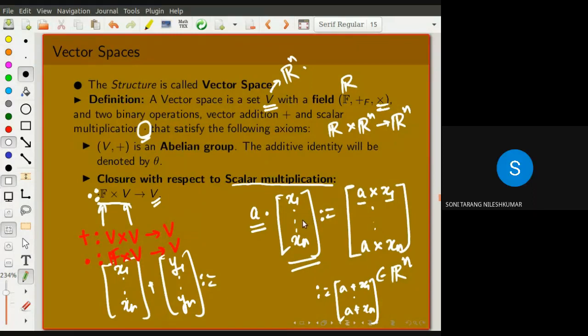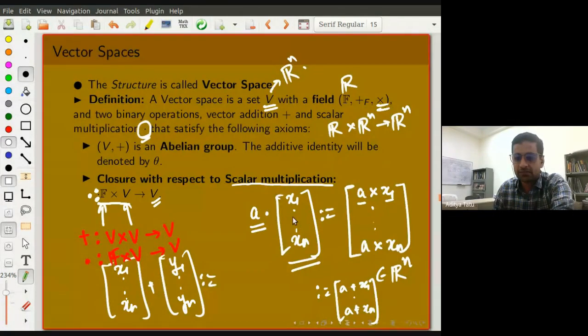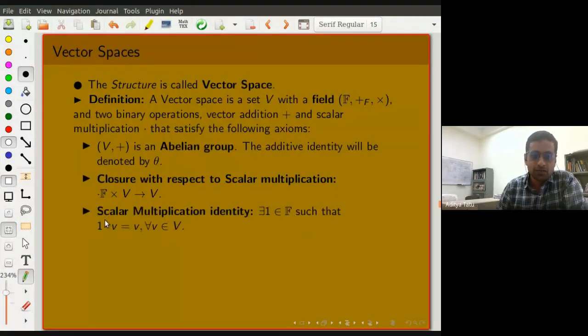Yes, sir. So let's look at the other properties, especially with respect to scalar multiplication. Another property is that there has to be an identity element in my field for the scalar multiplication. Don't get confused here: when I write 1, it doesn't necessarily mean the number 1. It means there must be some element in my field F that I am denoting as 1, such that if I perform a scalar multiplication of that element with any element v from my set V, I will get back the same element v.